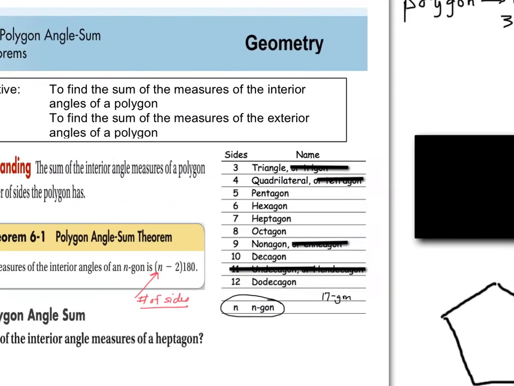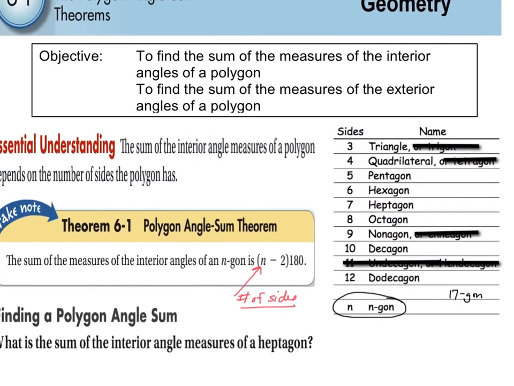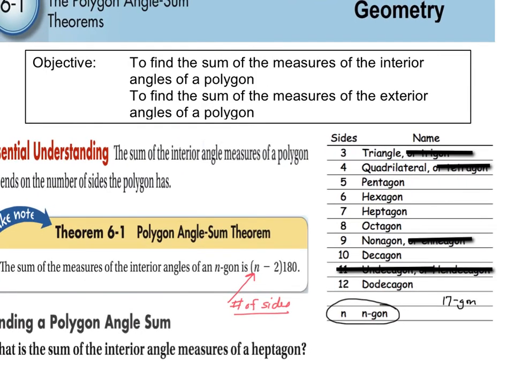First thing we're going to look at is our objectives here. We're going to find the sum of the measures of the interior angles of a polygon. And that's what we're going to talk about here in part 1. And in part 2, we're going to talk about the sum of the measures of the exterior angles of a polygon. So the exterior ones are going to be in part 2. Interior ones are going to be here in part 1.